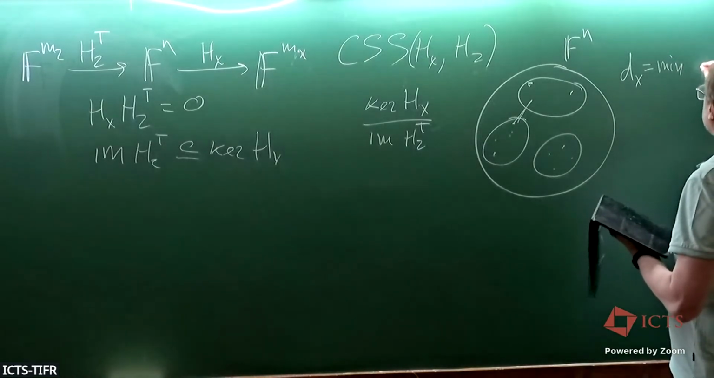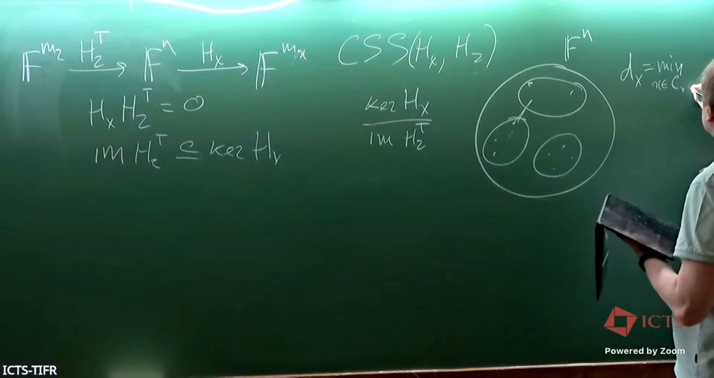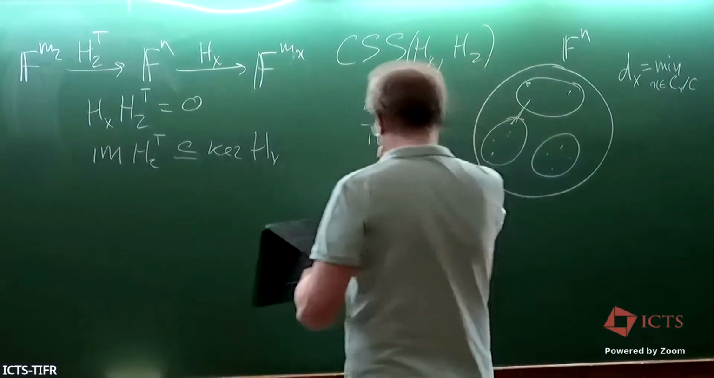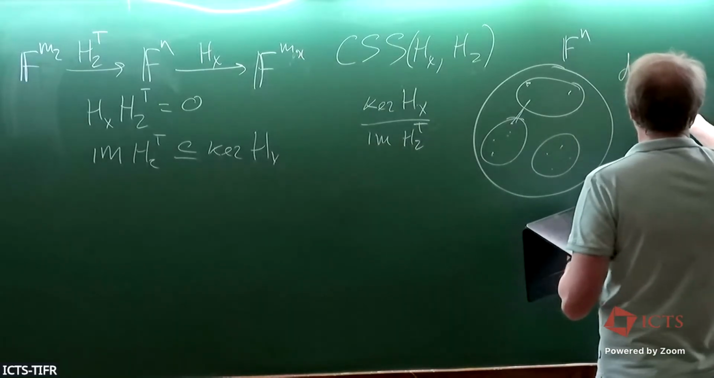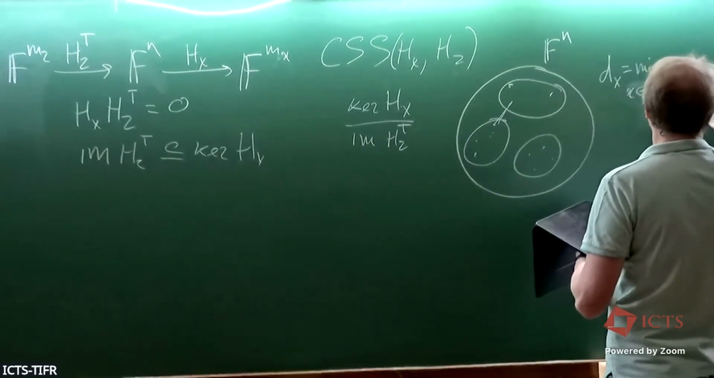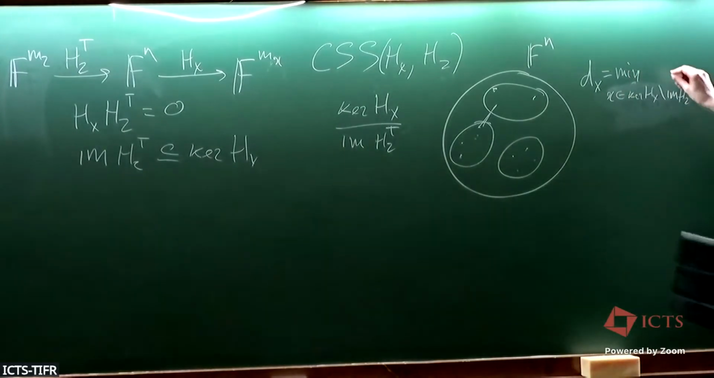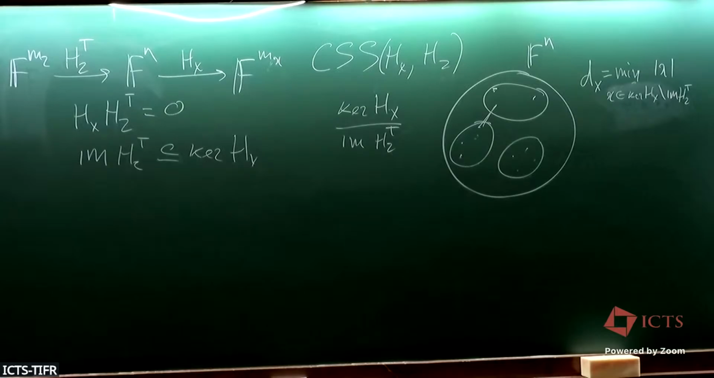Yes, you can easily check that this is exactly the same as X from C_X, which is not from C, sorry, let me correct this. So this is X from kernel H_X, which is not from image H_Z. So this is exactly the same as the minimum distance between different cosets. And the proof is almost the same as for standard classical codes.